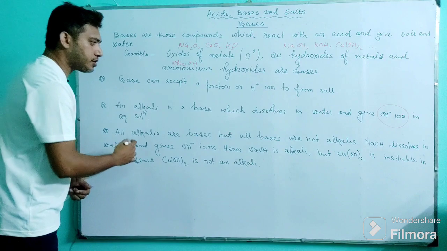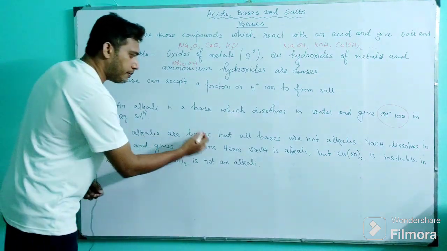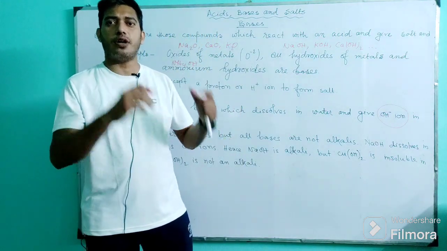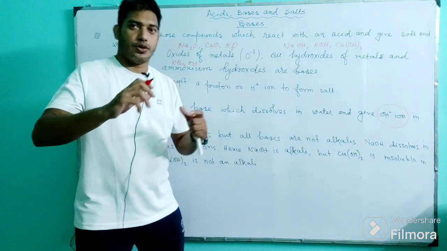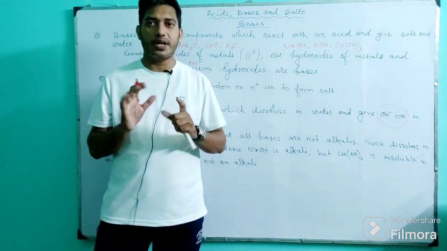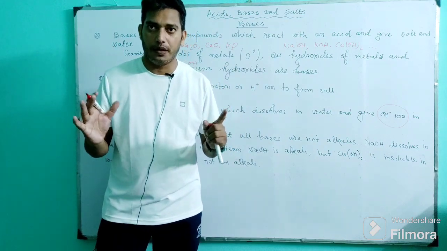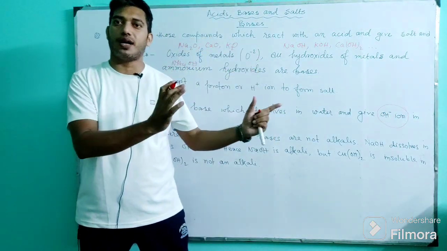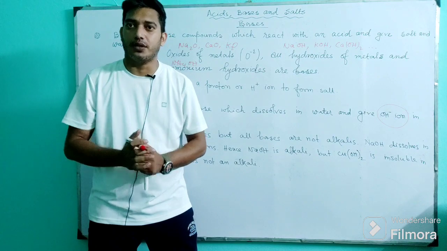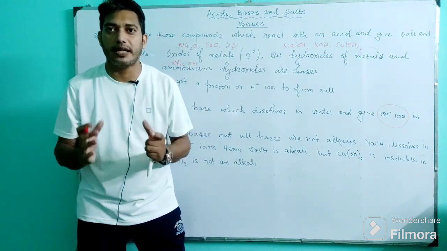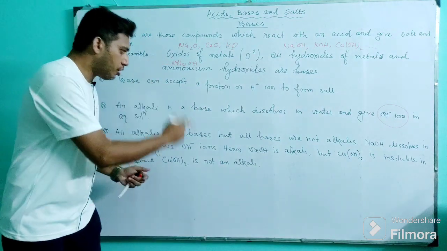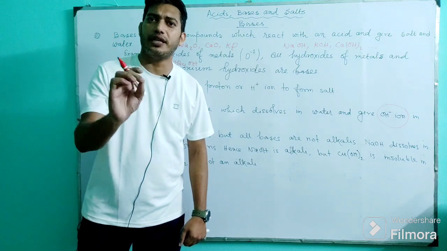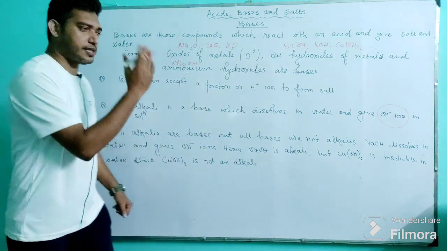Now the question is, all alkalis are bases, but all bases are not alkalis, because some bases are not dissolved in water. Just like copper hydroxide is completely insoluble in water. Other bases, just like sodium hydroxide, fully dissolve in water and form OH minus ions. That's why sodium hydroxide is called an alkali, but copper hydroxide is insoluble in aqueous solution. That's why copper hydroxide is only a base. I think you understood these things.